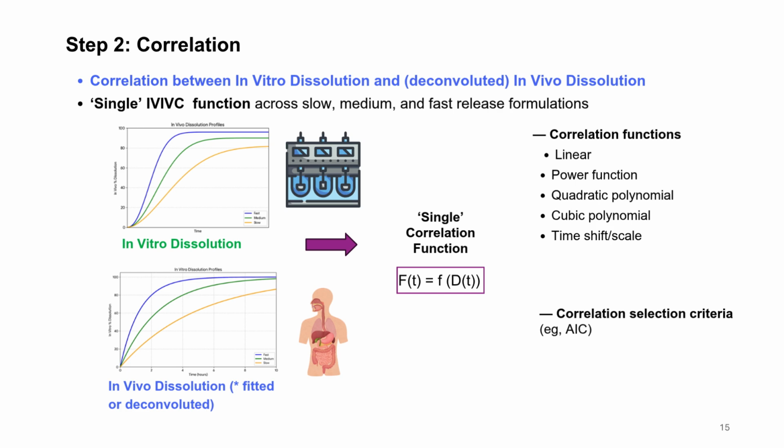Several correlation functions are available, including linear, power function, quadratic polynomial, cubic polynomial, and time shift or timescale transformations. The choice of function is guided by selection criteria such as the Akaike Information Criterion, or AIC, which balances goodness of fit with model parsimony. With our correlation function established, we're ready for the payoff: the convolution step, where we will use this universal correlation function to predict plasma profiles from dissolution data alone.